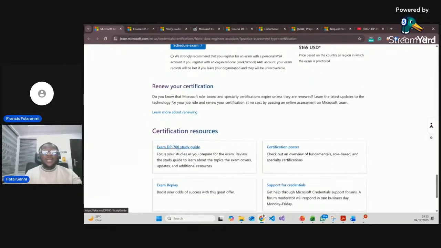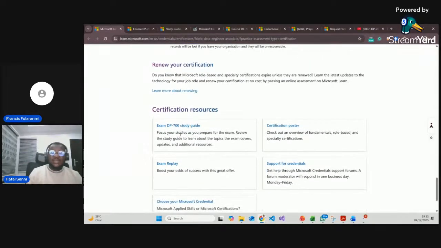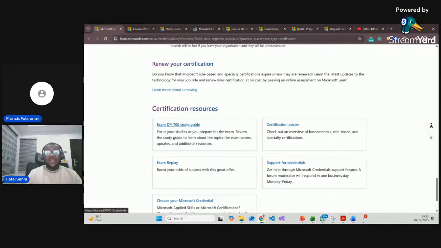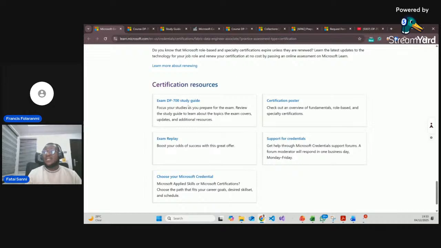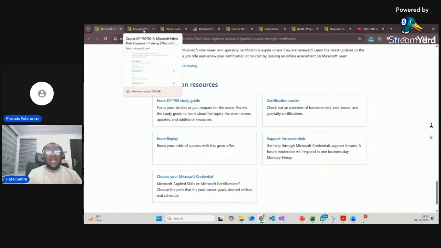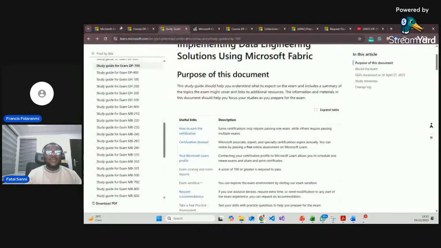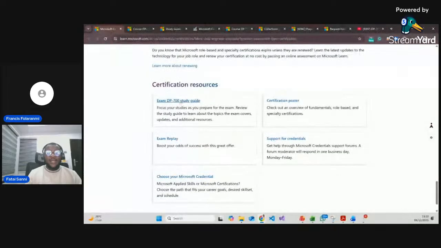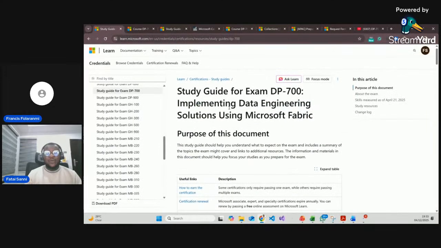And yes, so let's now go to the certification resources, okay? So you have the DP700 study guide. You have exam replay support for credential and all. And if you check the chat, whether you're on Teams or on LinkedIn, you can also have access to the DP700 study guide, which is this one right here. So I'm just going to click on this. It's also on the exam page for you to view. The host can also paste it in the chat for us. So this is the study guide, all right?